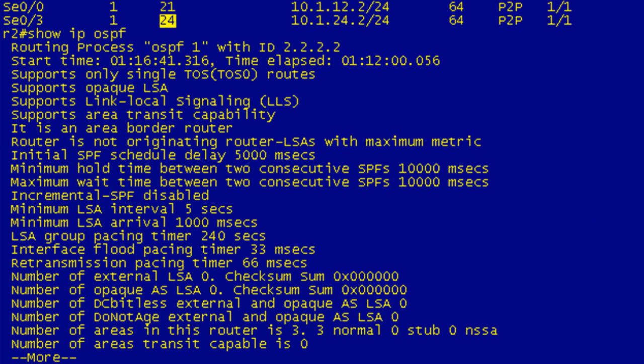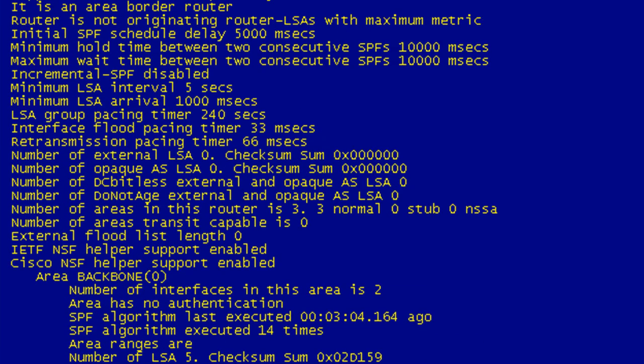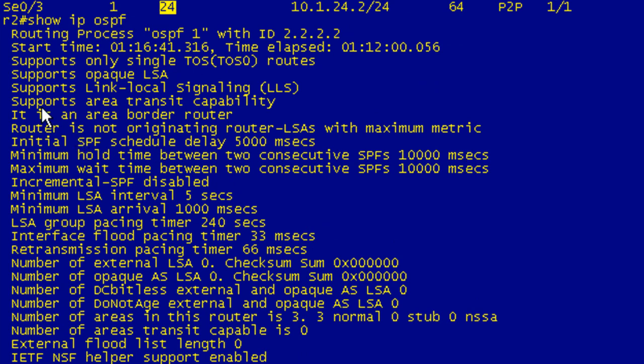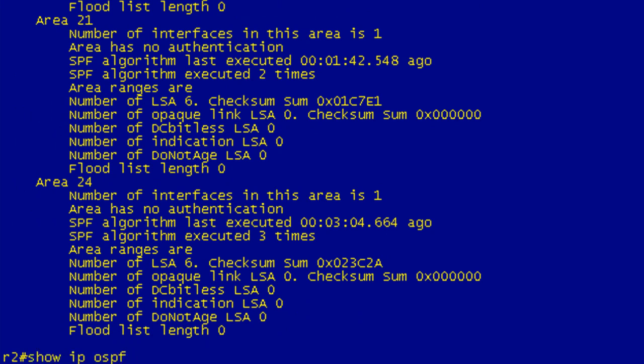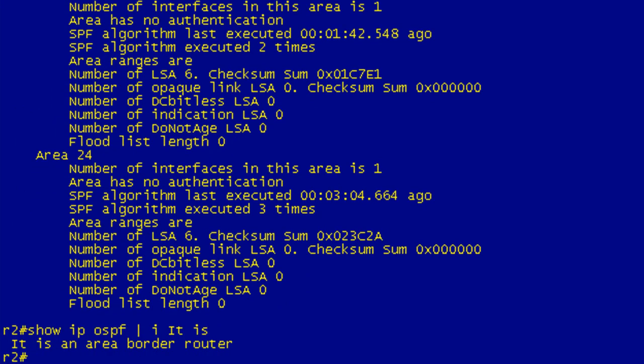Holy cow, we get a ton of stuff here, well over a page worth of stuff. But what we're looking for specifically is this line right here that says it is an area border router. So if we want to be concise, we could just go ahead and include "it is", and there you go. So we are running as an ABR, and that's what we expected.